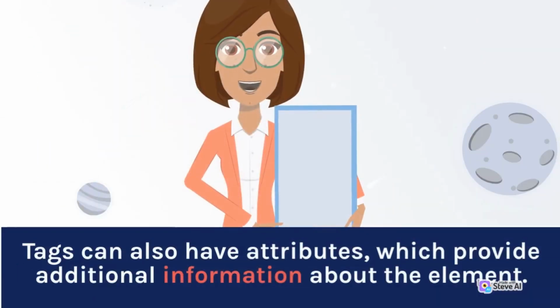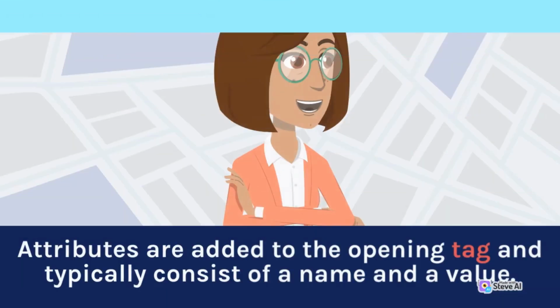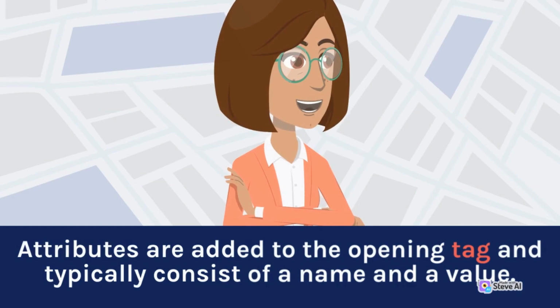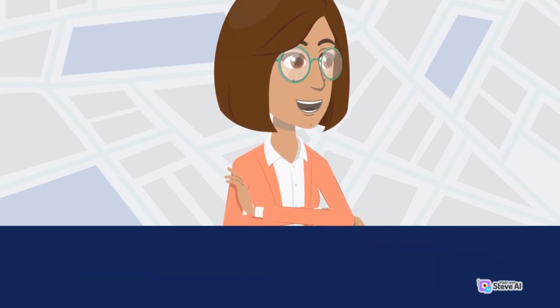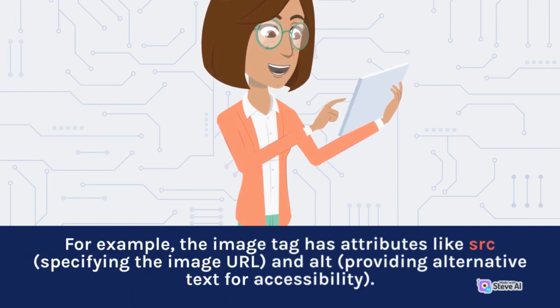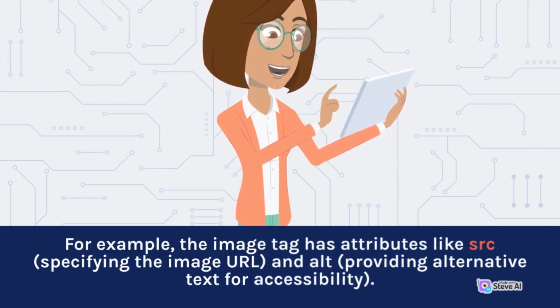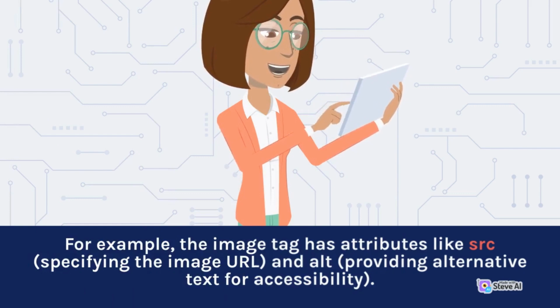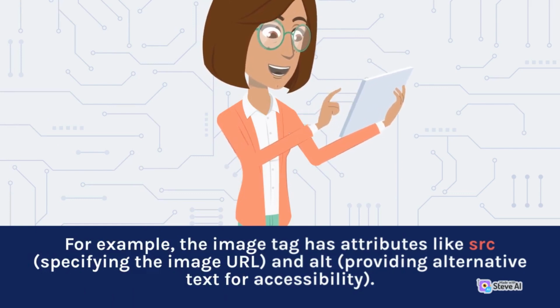Tags can also have attributes, which provide additional information about the element. Attributes are added to the opening tag and typically consist of a name and a value. For example, the image tag has attributes like src, specifying the image URL, and alt, providing alternative text for accessibility.